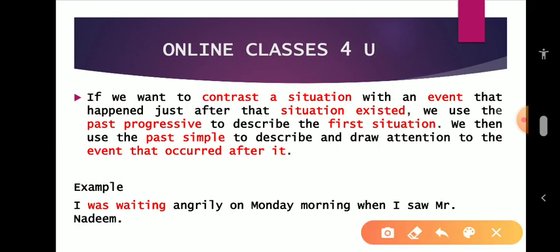Okay, if we want to construct a situation with an event that happened just after that situation existed, we use the past progressive to describe the first situation. We then use the past simple to describe and draw attention to the event that occurred after it. Now we try to understand it: when we have different situations and want to explain their difference, we use contrasting events or contrasting situations. There will be two events, one event that happened just after the situation existed, that is, after the first situation some event occurs.